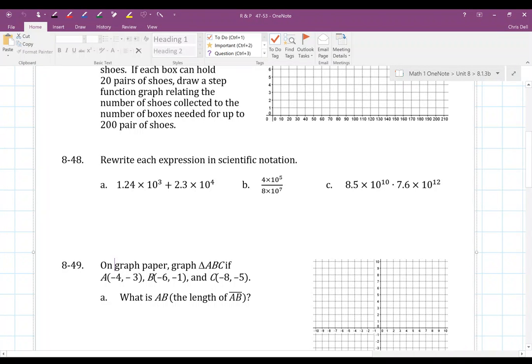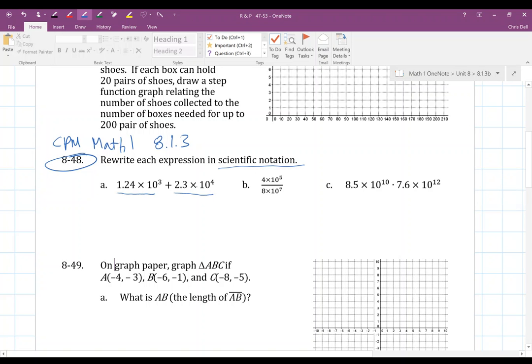Hey, we're looking at a problem that has to do with operations within scientific notation. This is coming from CPM's Integrated Math 1, section 8.1.3, number 8-48. It says rewrite each expression in scientific notation. So what we have first is 1.24 times 10 to the third, being added to 2.3 times 10 to the fourth.